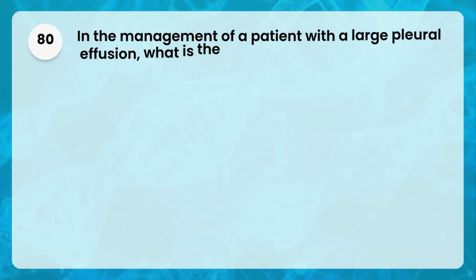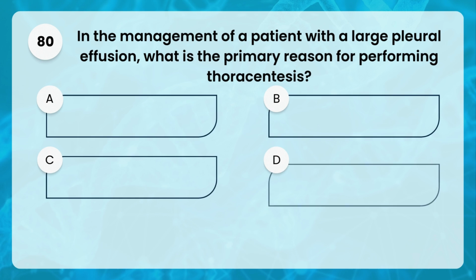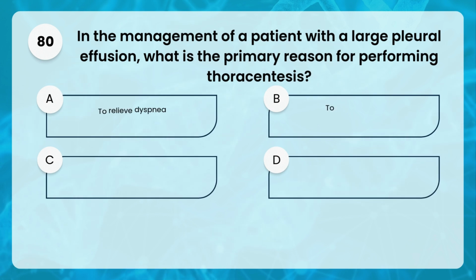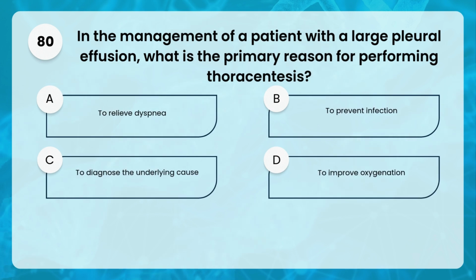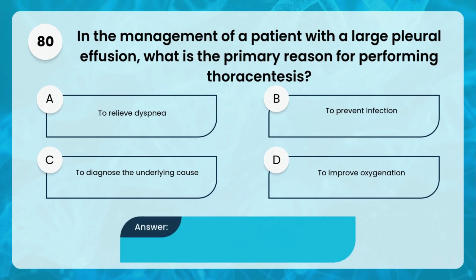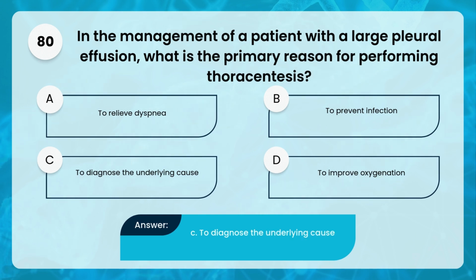80. In the management of a patient with a large pleural effusion, what is the primary reason for performing thoracentesis? A. To relieve dyspnea. B. To prevent infection. C. To diagnose the underlying cause. Or D. To improve oxygenation. The answer is C. To diagnose the underlying cause.